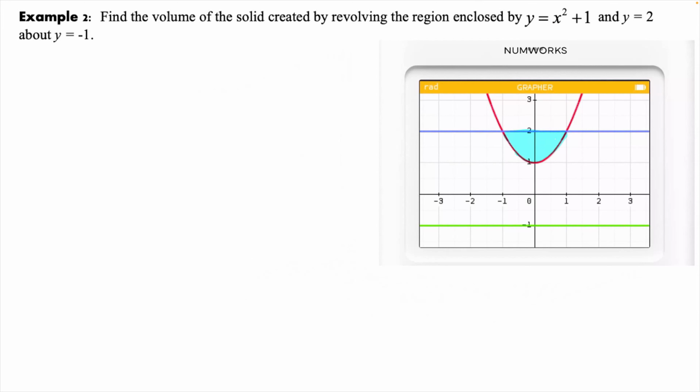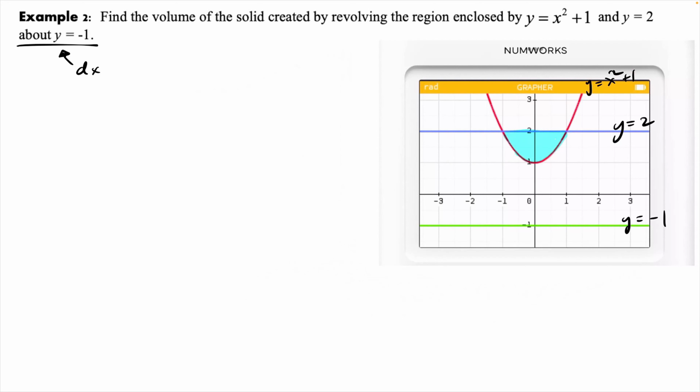Again, there's daylight between the axis of revolution and the shaded part. So it's got to be a washer problem. Okay. So we still have y equals x squared plus 1, and we still have y equals 2, but now we have y equals -1. So is this dy or dx? Because the line we're revolving around is horizontal. The green line is where we're revolving around.